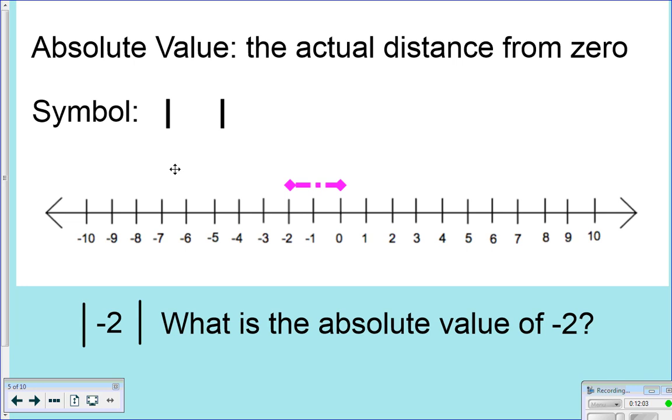And it has a symbol, just 2 lines. You don't need to write any of this in your notebook. We'll come to that in a second. All you need to do is write some of this right now. Absolute value, the actual distance from 0. And it's got a symbol, 2 lines.